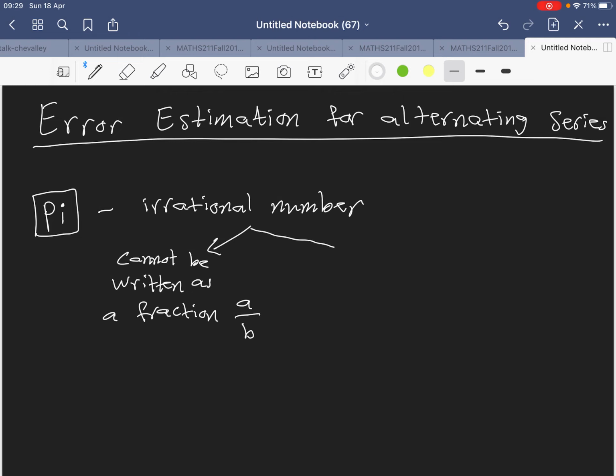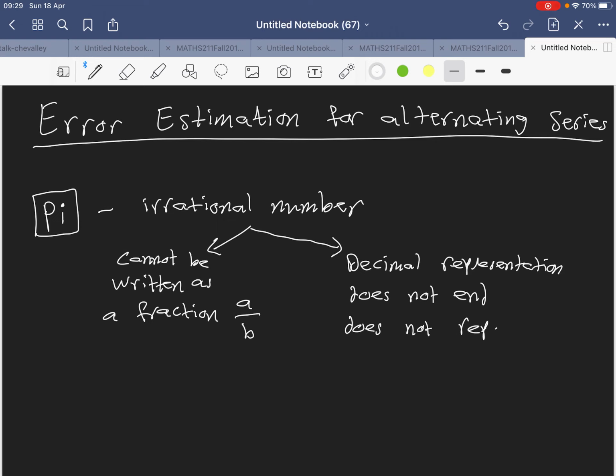The other way is saying that the decimal representation does not end and does not repeat, of course, in a pattern. So the decimal representation for pi, which is 3.14159265, blah, blah, blah, this will never end, and we will not see it repeating in a pattern that we can understand.